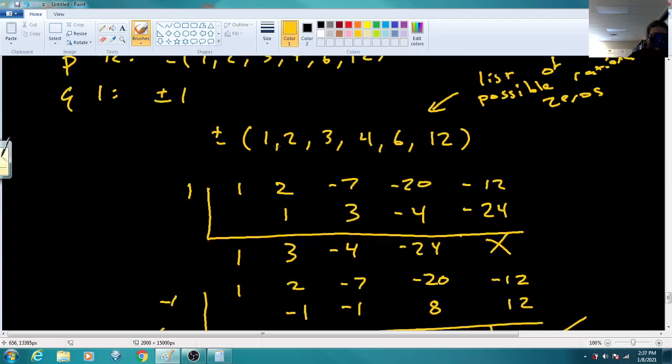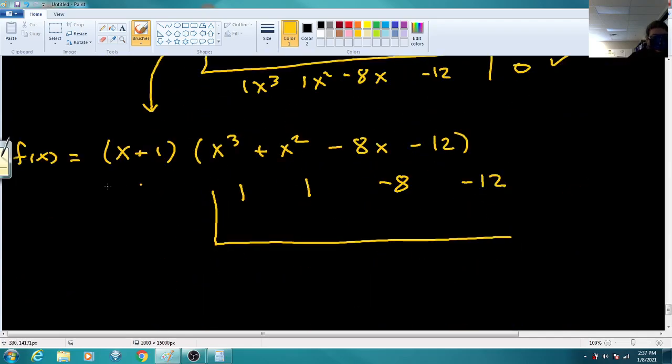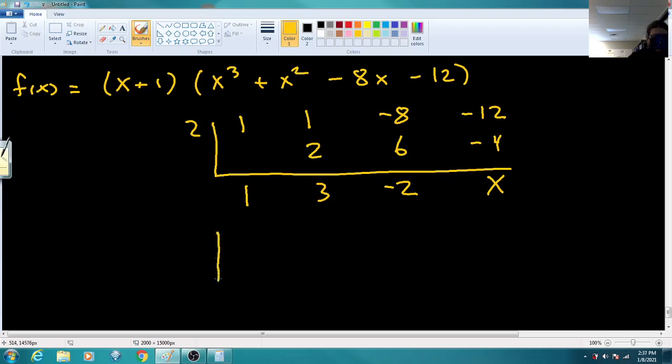So we're going to continue on and say, all right, we used negative 1, let's look at positive 2, then negative 2, and we're just going to keep looking with these numbers. So we bring down 1, 2 times 1 is 2, that adds up to 3, 2 times 3 is 6, that's a negative 2, 2 times negative 2 is negative 4, so that doesn't get us a 0. So we'll reset with our new degree 3 numbers, 1, 1, negative 8, negative 12. We'll reset and we'll try negative 2.